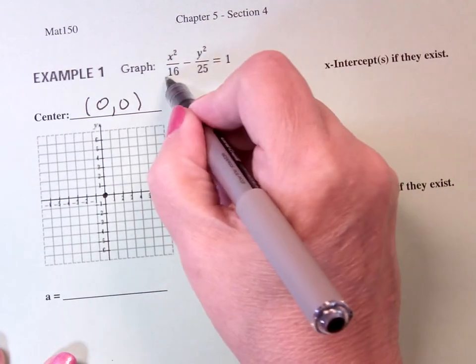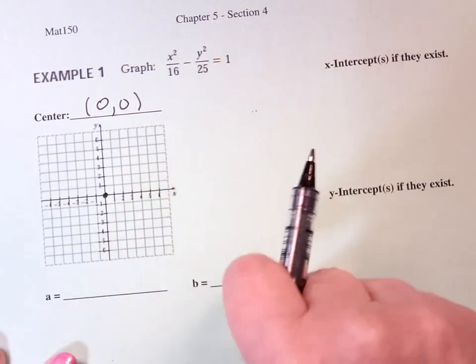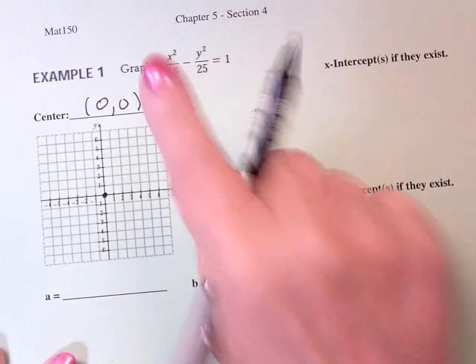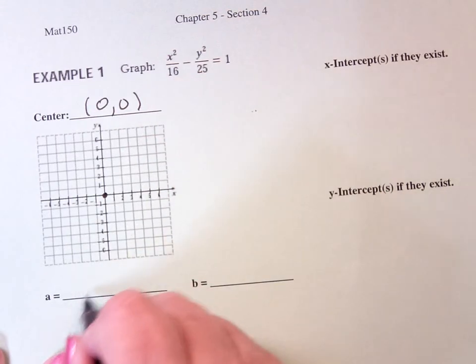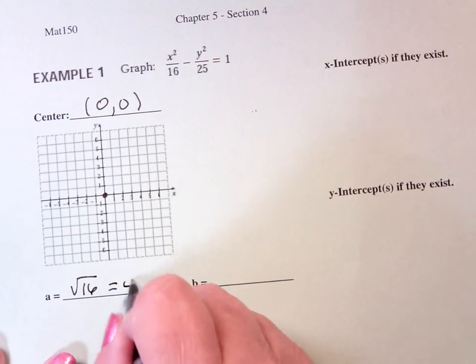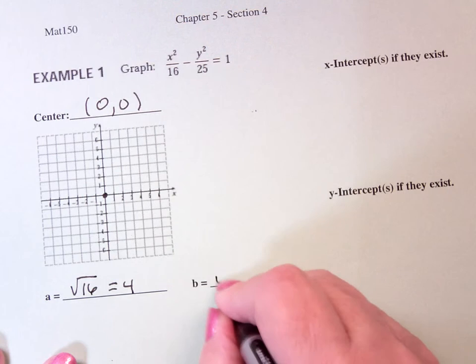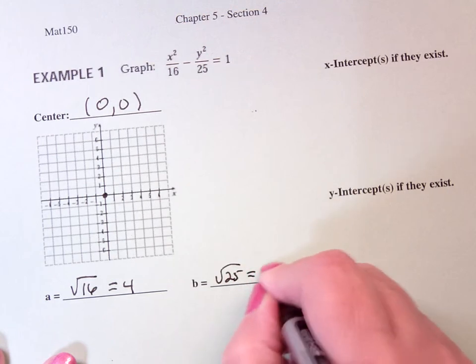A is my distance from x. I always treat A and B this way: A is distance from x, B is distance from y. So A is distance from x along the x-axis. So this would be the square root of 16, which is 4. And B would be the distance from center, which is the square root of 25, which is 5.